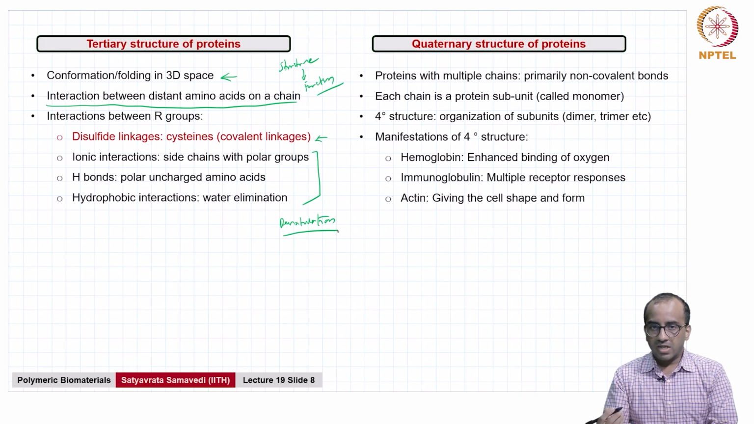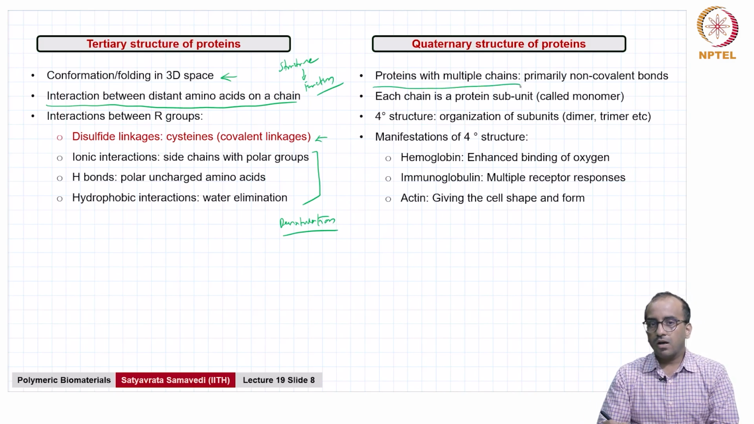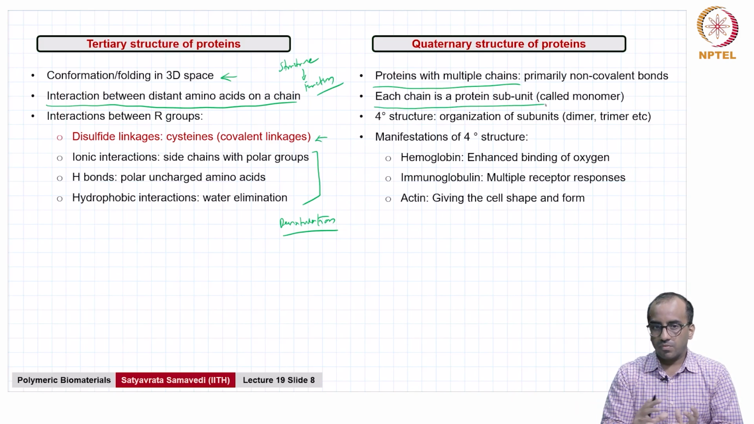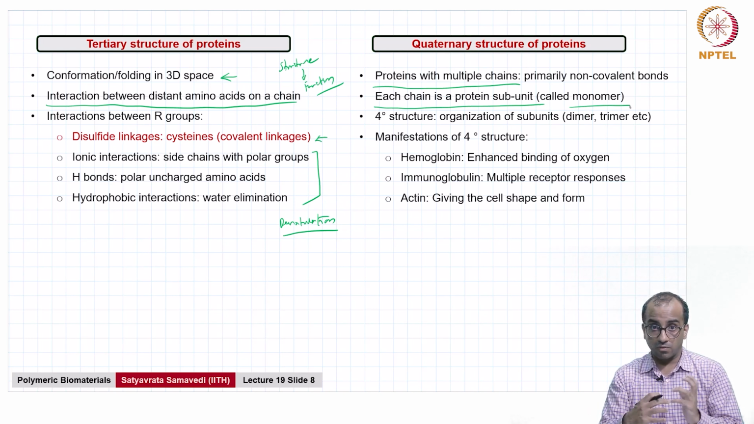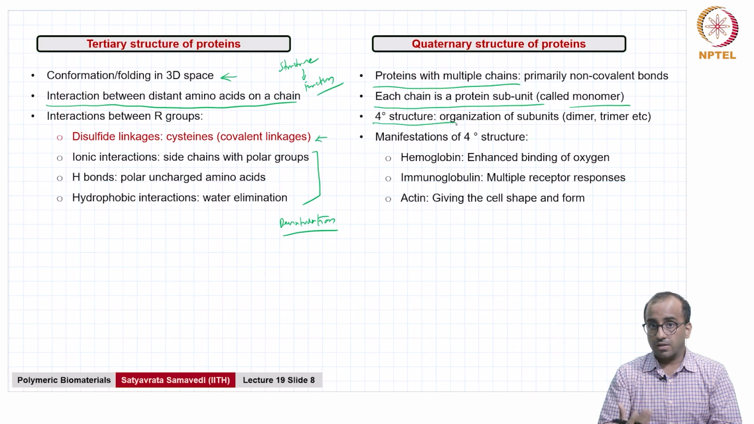Now, some proteins have multiple chains, and they can be linked together by non-covalent bonds. In this case, when you have multiple chains, each chain, or protein subunit, is called a monomer. So, you can have a dimer if there are 2 chains, a trimer, or a tetramer if there are 4 polypeptide chains linked together. That is called the quaternary structure of the protein.